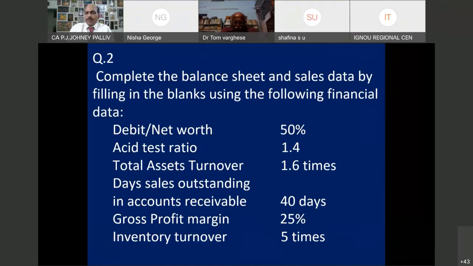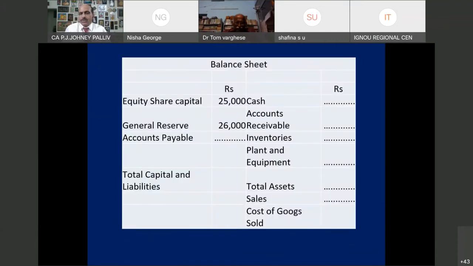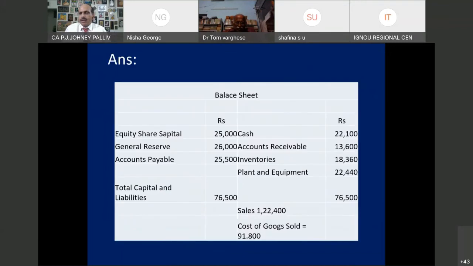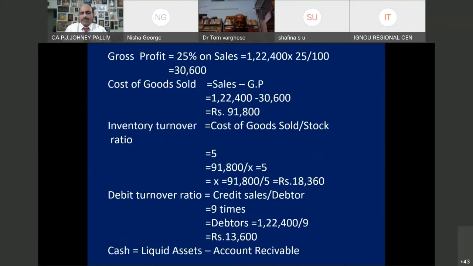Therefore, out of 360 days, the time given for recovery of amount from customers, what is the credit period allowed? 40 days is given. The amount to be collected from the customers is called the account receivable time limit. That is the credit period. Therefore, debtors turnover ratio is equal to 9. How do you get 9? 360 divided by 40. So, credit sales divided by 9 is equal to 13,600, which is debtors.